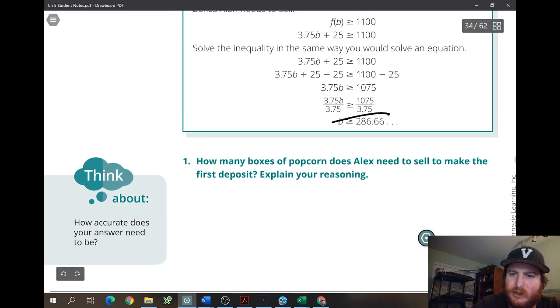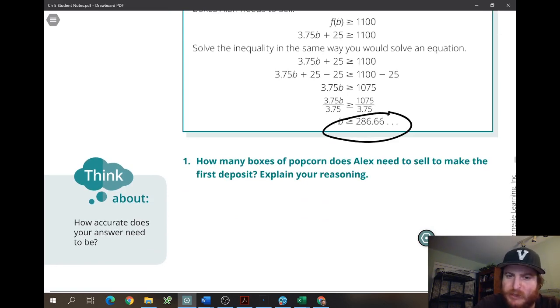Now, this is something that's not exactly on the graph. It's not a nice even number, and you can't sell 286.66 boxes. So if we were going to explain this in words, how would we explain it? Would we say greater than 286? Would we say greater than 287? Because if he sold 286, that actually wouldn't equal 1,100. 286 would be a little bit too small.